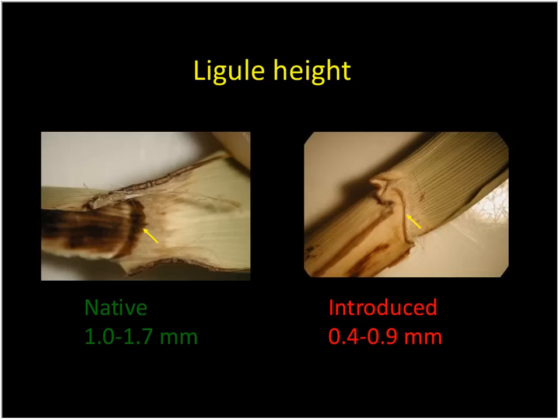This fringe can also be measured. There's often some very long hairs. These break off easily. We don't include these in the measurements. But really the membrane itself is what we need to look at.